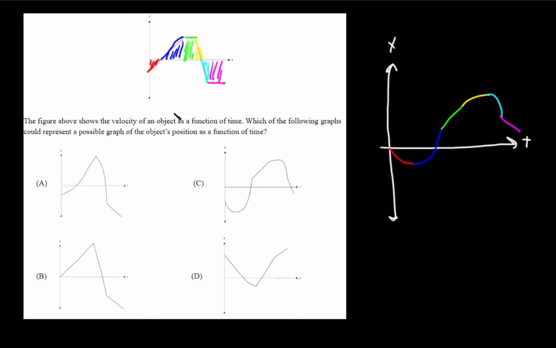So out of all these graphs, number C looks the most like our answer. So that's it for the simple relationships between position, velocity, and acceleration. I hope to see you in the next video.